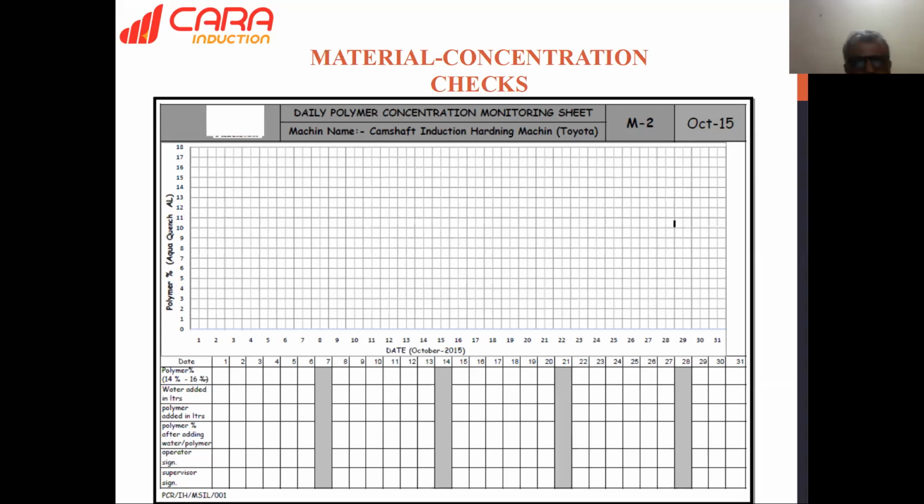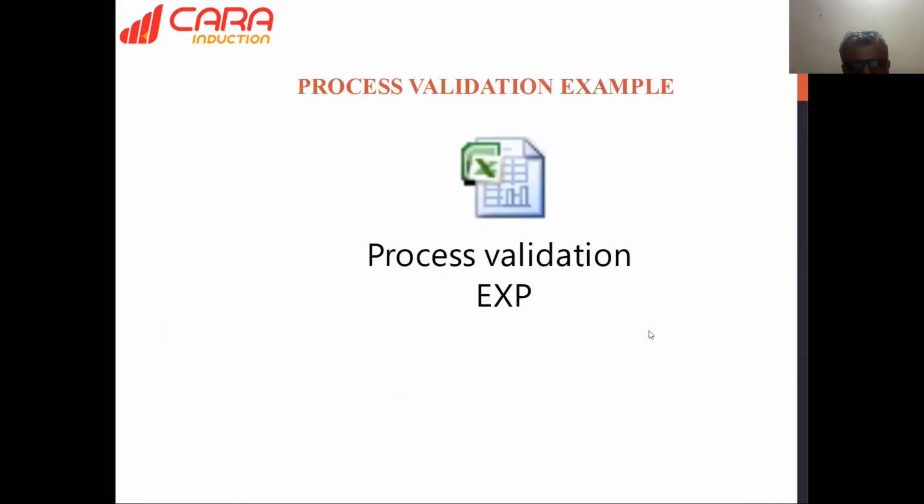Then the quenching tank cleaning frequency is most important, not more than 3 months. So all these parameters need to be taken care of carefully. Next, for that you need to make a system, and you need to check that system daily.